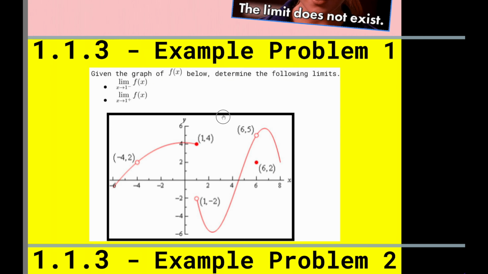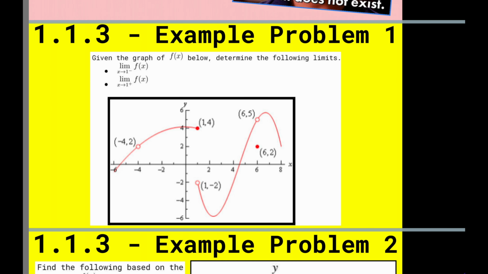To kind of cement this, let's do some example problems. So right here it says 1.13, example problem number 1. We're finding the limit as x approaches 1 from the left. Okay, so here's x equals 1 right here, and we're approaching from the left. What value is it approaching? 4. So the answer for this first one is going to be 4.